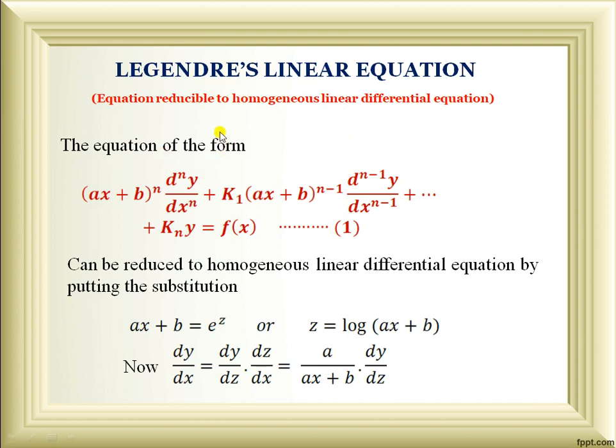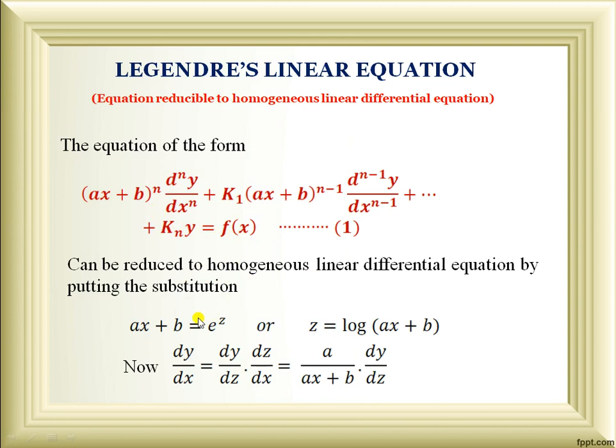The general form of Legendre's type of equation is (ax plus b) to the power n, d^n y by dx^n, plus k1 into (ax plus b) to the power n minus 1, d^(n-1) y by dx^(n-1), plus etcetera, plus kn into y, is equal to f of x. Here k, a and b are constants and f of x is a function of x. This equation can be reduced to a homogeneous linear equation type.